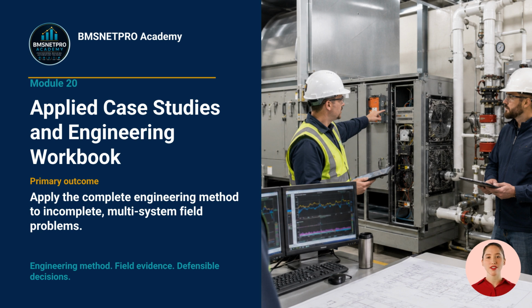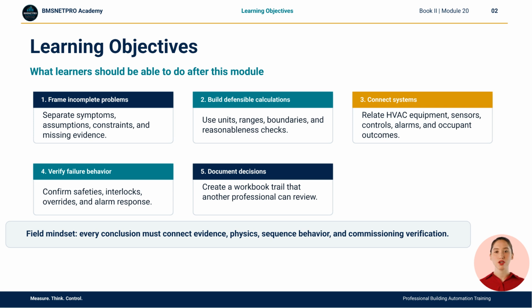Define the problem, gather evidence, run defensible calculations, test the sequence, evaluate failure behavior, verify in the field, and document the decision. The goal is not to guess faster, the goal is to think clearly and make decisions you can defend. By the end of this module, you should be able to approach incomplete field problems with a disciplined engineering method.